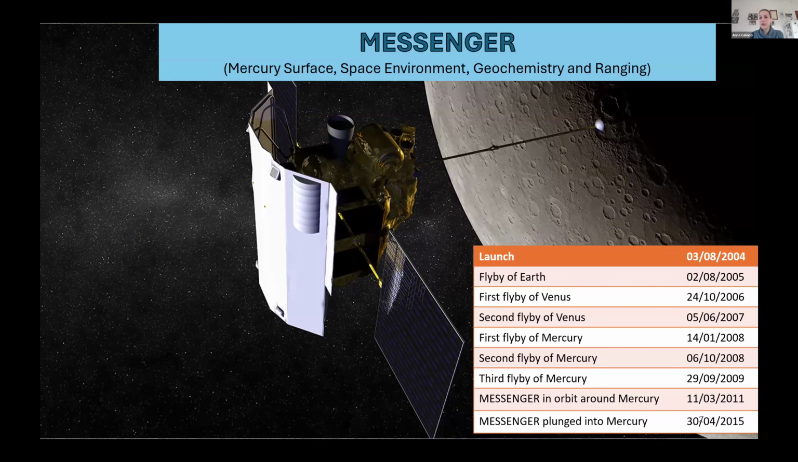As you know, the planet Mercury was visited by the MESSENGER spacecraft, which was launched in 2004. It performed several flybys, one around the Earth, two around Venus, and three around Mercury, before starting to orbit Mercury. The spacecraft orbited Mercury from 2011 to 2015.